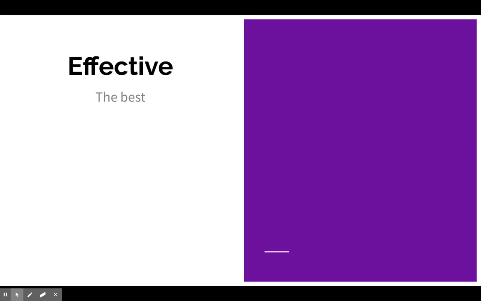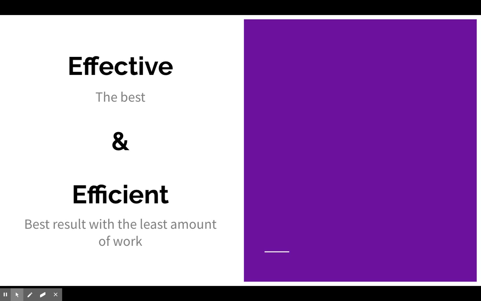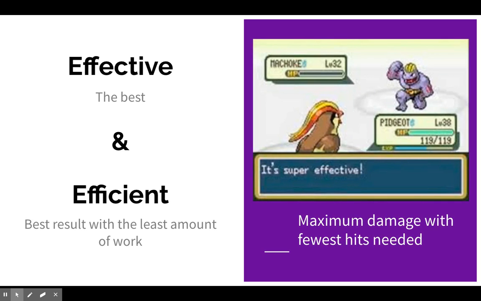Effective means the best, and efficient, the best result with the least amount of work. So much like when your Pokemon is fighting a wild Pokemon, you want one that has the best moves so he can do the most damage with the fewest hits.